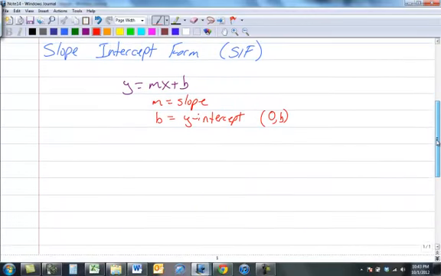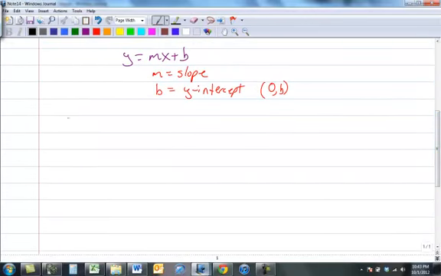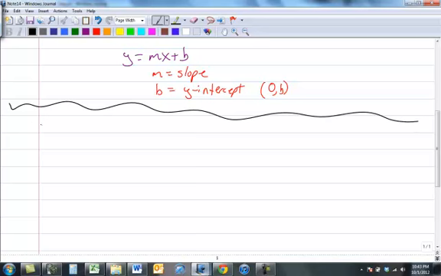All right, let's do our first example. I'm going to give you a point and a slope. I want you to write the equation. Write the equation of a line through, that's right, I misspelled through, what? Through the point -5, 7, with the slope of -2.